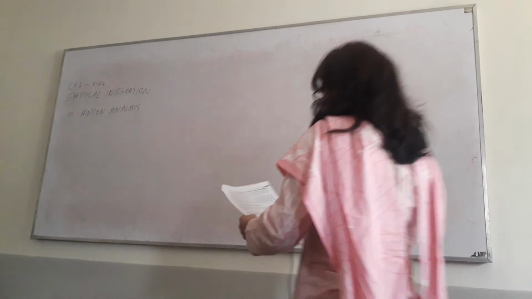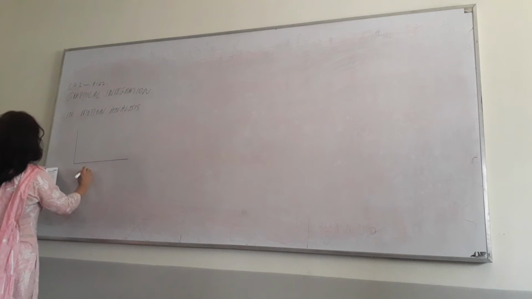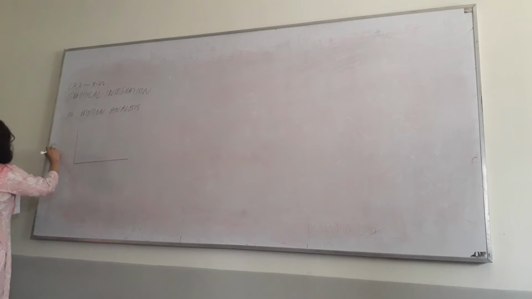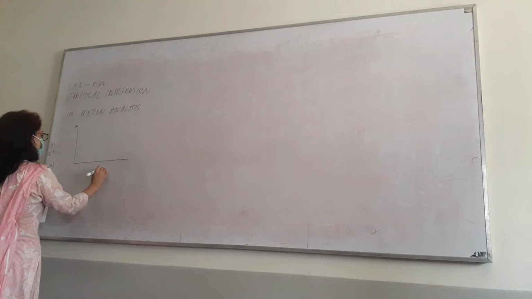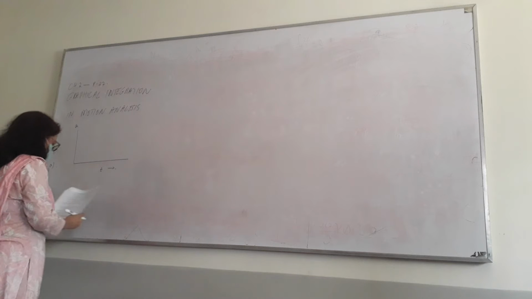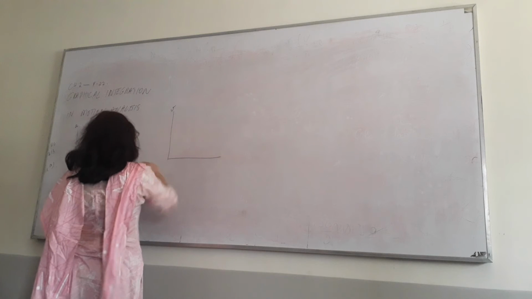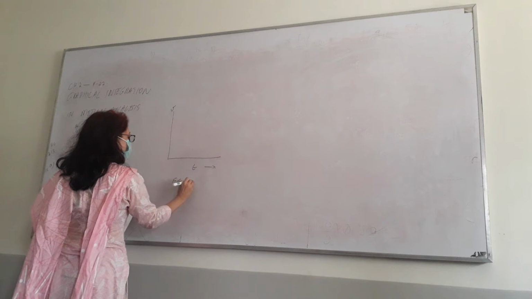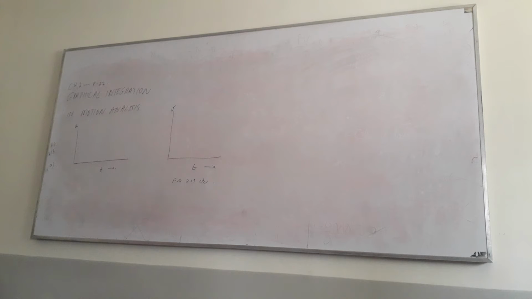So what are we talking about? We have a graph like this, and this is figure 2.13a. Here along the y-axis you have a, along the x-axis you have time. Okay, so this is one graph. The second graph we have here is v velocity, t time, and this is figure 2.13b.